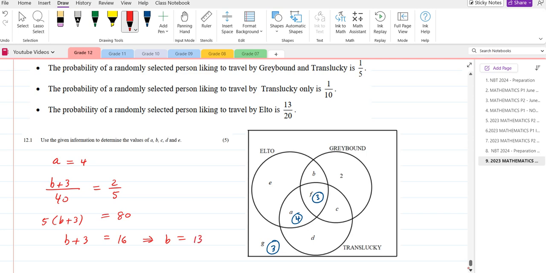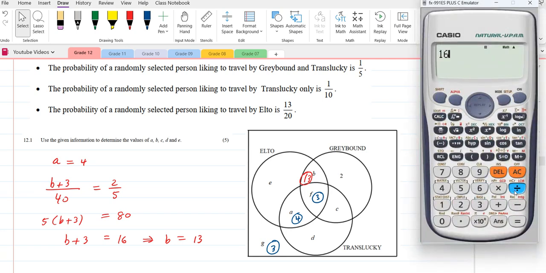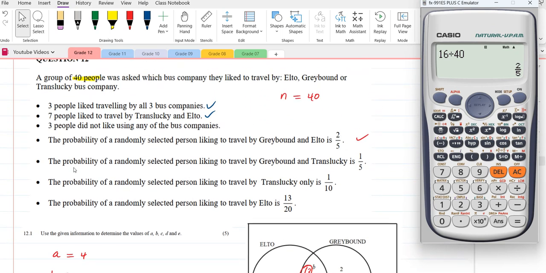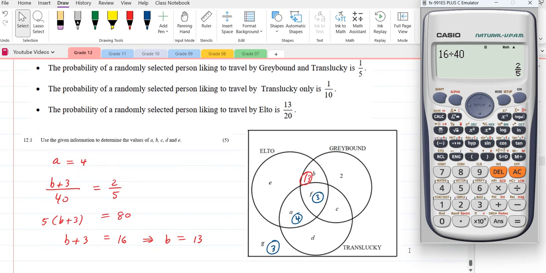So we got the value for B. If you check, 16 out of 40, is that 2/5? 16 divided by 40, yes, that's 2/5. So that answers that one. The probability of randomly selecting a person liking to travel by Greybond and Translucky is 1/5. Greybond and Translucky.